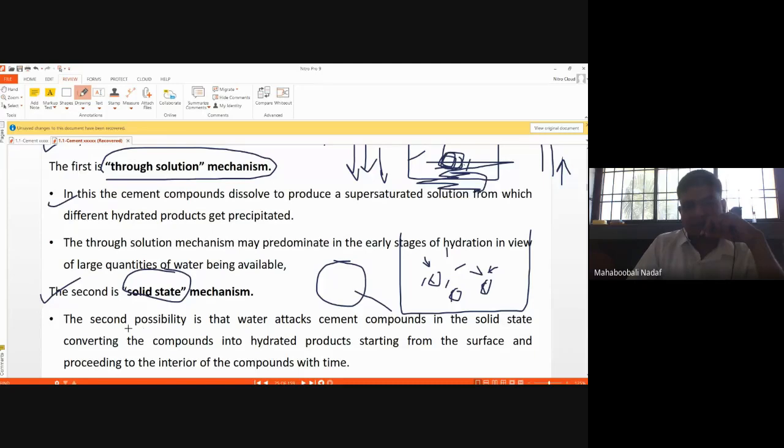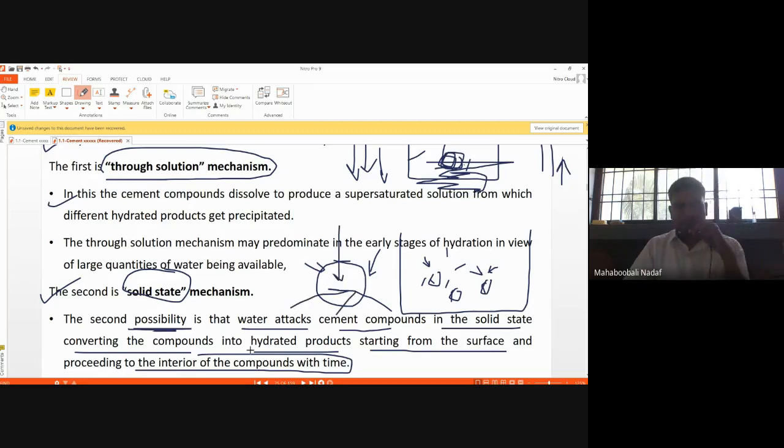So that is why it is written here: the second mechanism or possibility is that water attacks the cement compounds in the solid state, converting the compounds into hydrated products starting from the surface. That is why I have told you, starting from the surface, from the outside, and proceeding to the interior. Proceeding to the interior means what? Later on, slowly it will go inside.